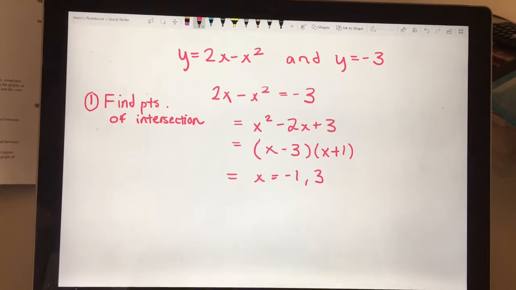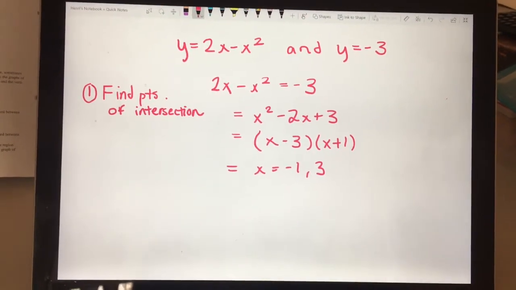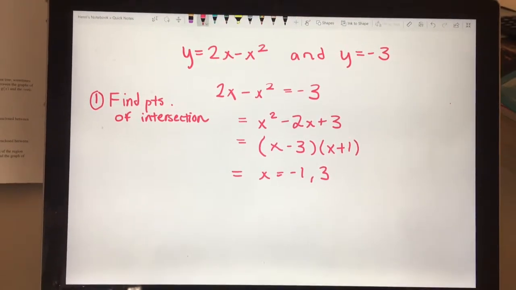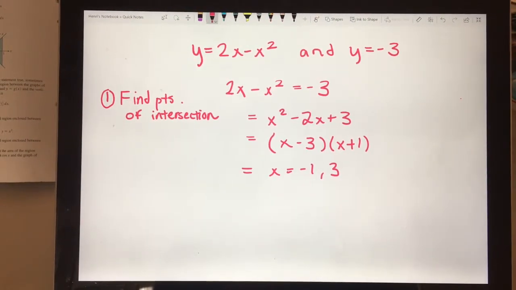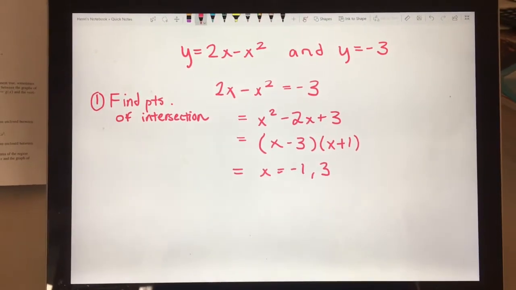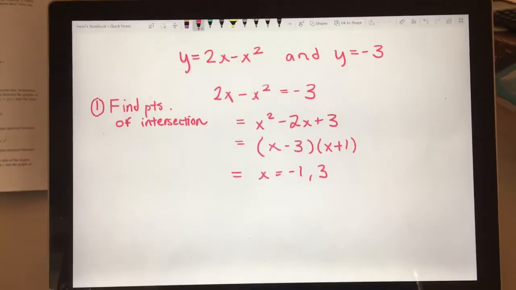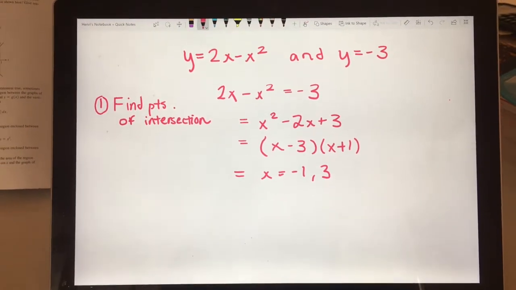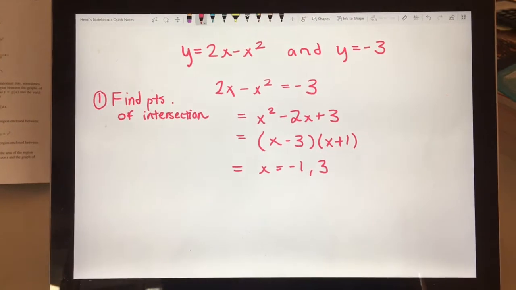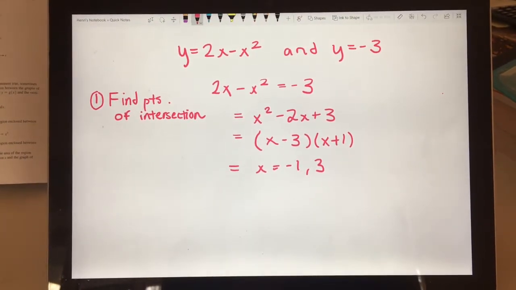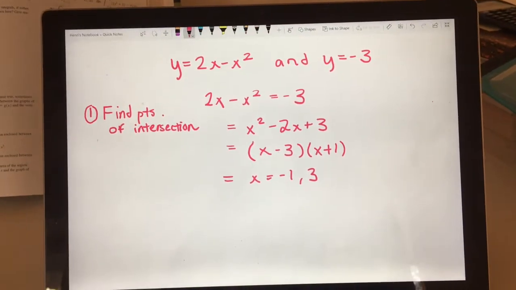Okay, so this first problem is number 16, and they give you y equals 2x minus x squared and y equals -3, and they ask you to find the area in between the points of intersection. So first we have to find the points of intersection. I would set these two equations equal to each other and then solve for x. So x winds up being -1 and 3. Now let's go ahead and graph these.